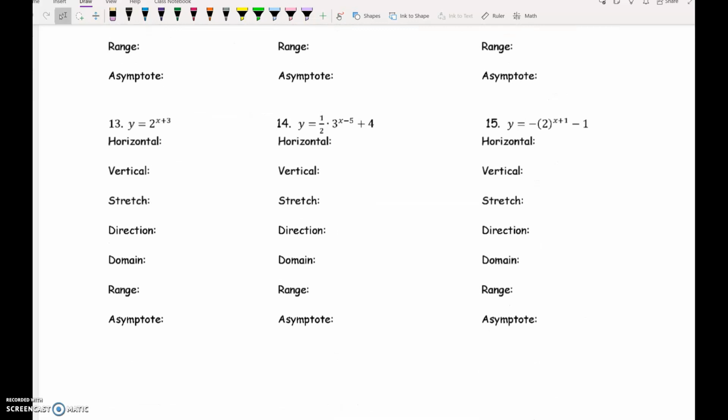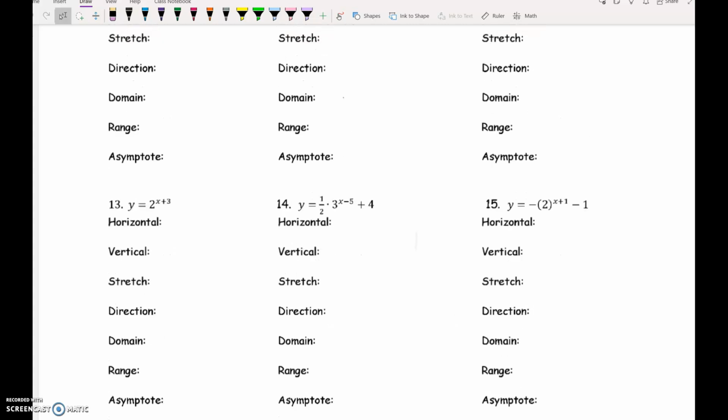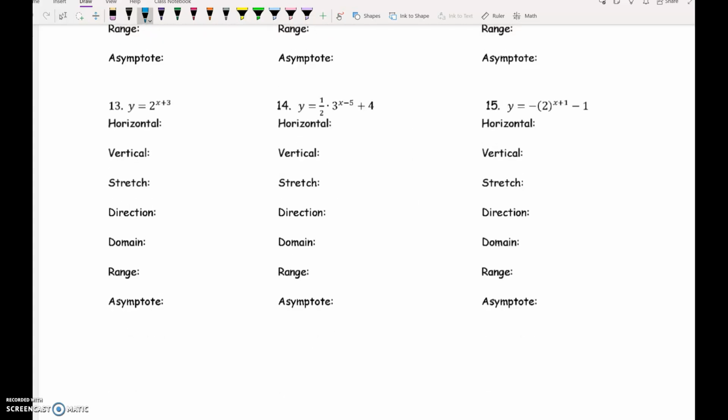So number 14, it's asking, is there any horizontal movement? Is this graph going to move left or right, and how much? And because it says -5 in the exponent, yes, this is going to move right 5. So this minus 5 tells us that we are going to move right 5. The plus 4 is going to be the vertical movement. That moves the graph up 4.